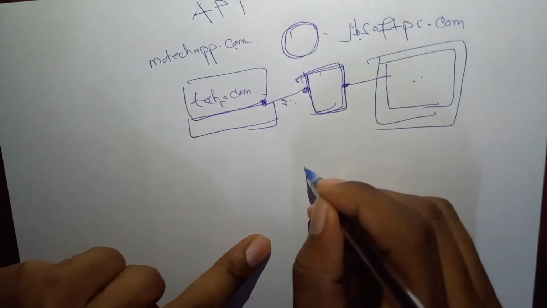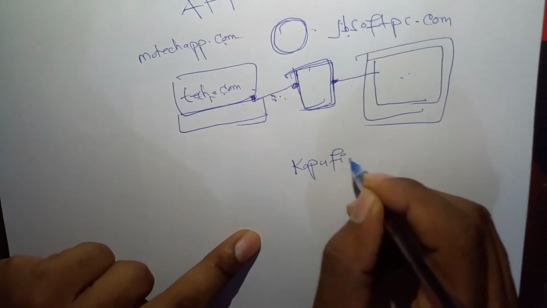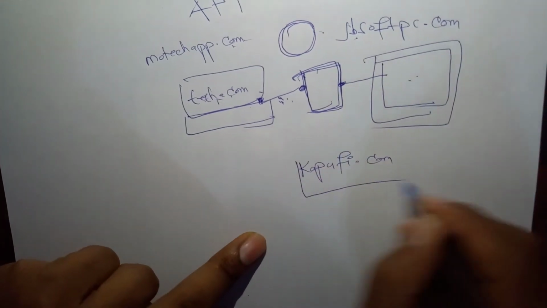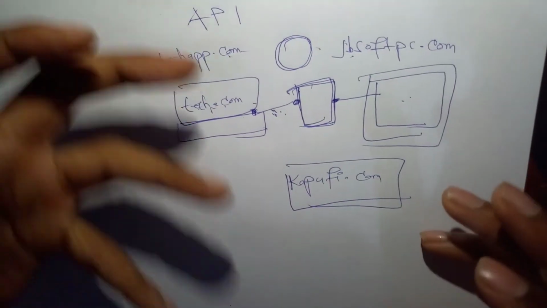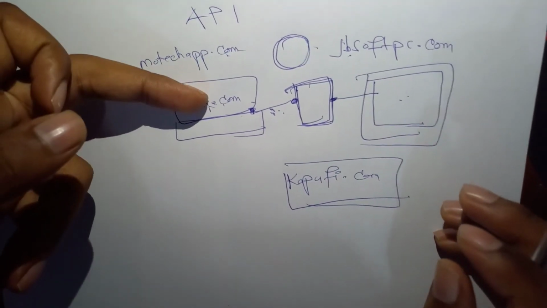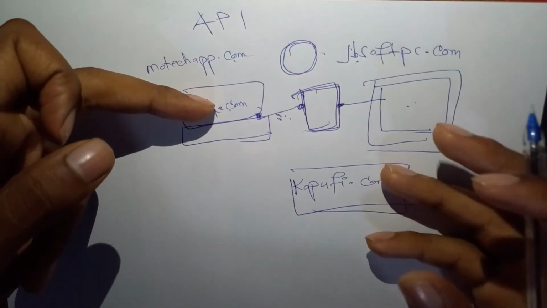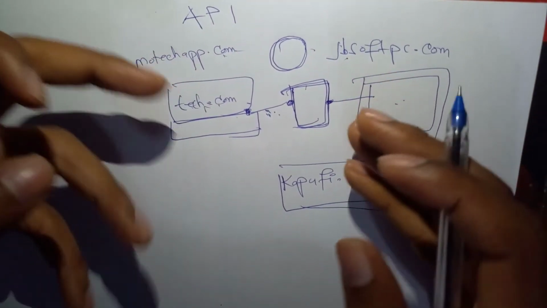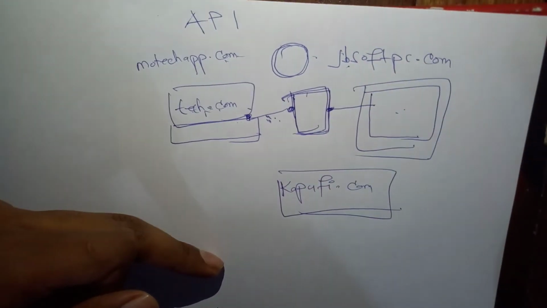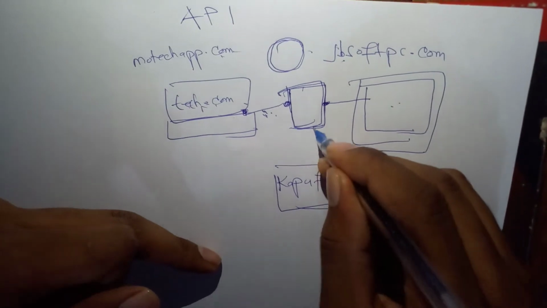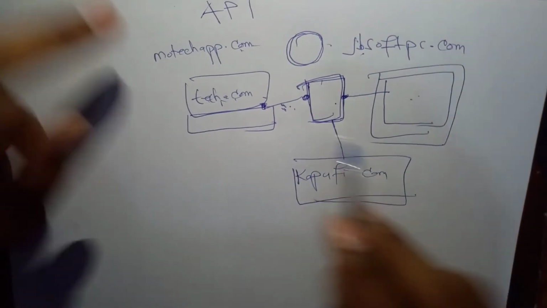Let's say here there is a kapufi.com. I'm not so sure if it exists. Let's say Kapufi has formed a partnership with tech.com. So how will kapufi.com fetch information from tech.com? Kapufi will be given our API. So here you can see Kapufi can fetch information given an API, right?